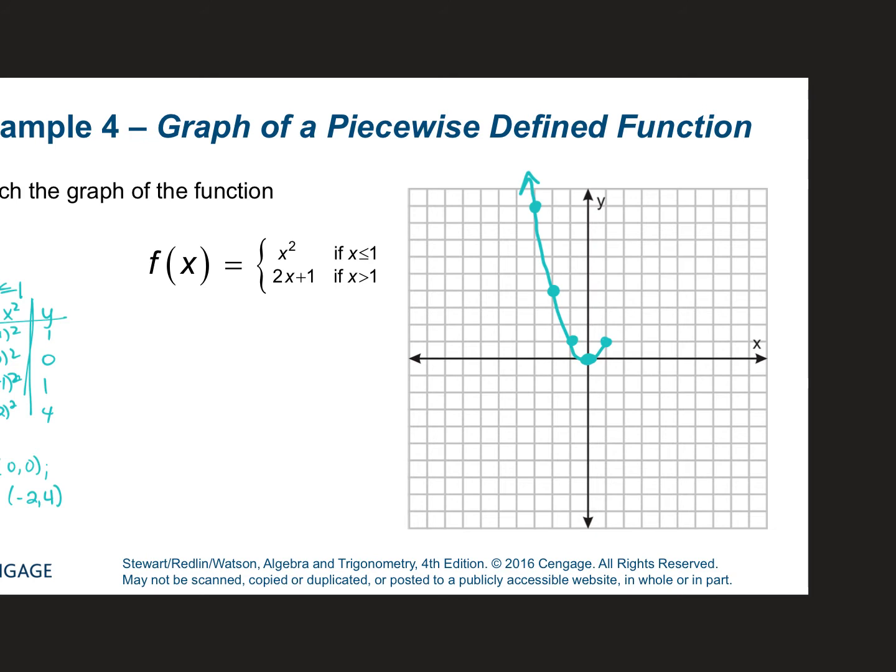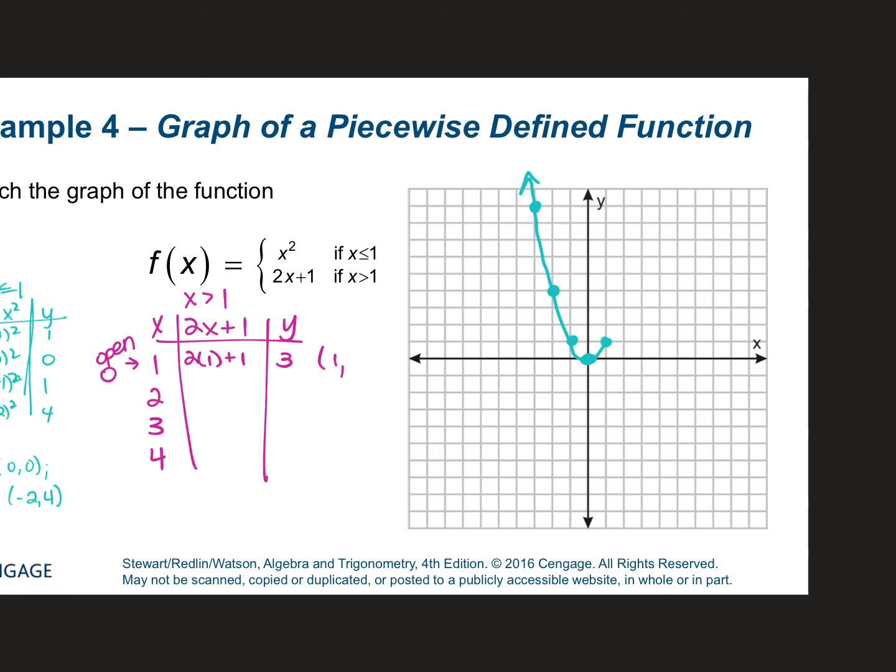If you used the 2x plus 1 to find your y values, and your x is greater than 1, you're still going to use this 1, but this 1 is going to be an open circle. What are other numbers that are greater than 1? 2, 3, 4. So if we plug the 1 in, 2 times 1 plus 1 is 3. So that's the ordered pair 1, 3. Again, that's going to be open.